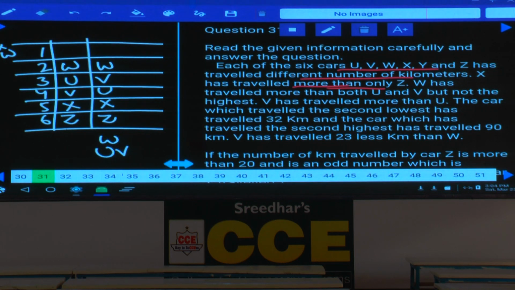Then what else is left over here? U, V, W, X, Y, Z, and Y must be at the first place, but not the highest. V has traveled more than U. As V has traveled more than U, the first case is ruled out.